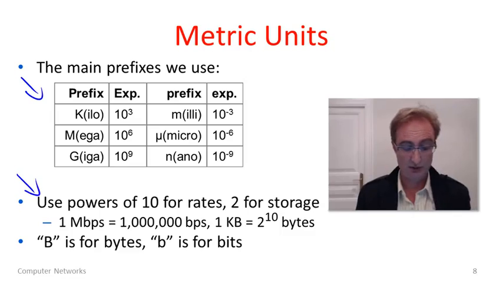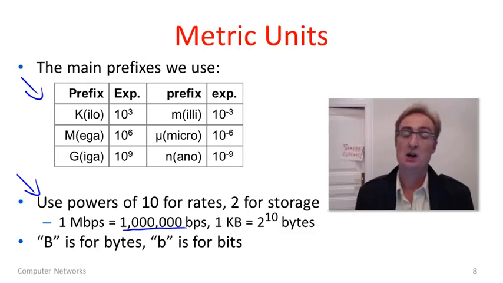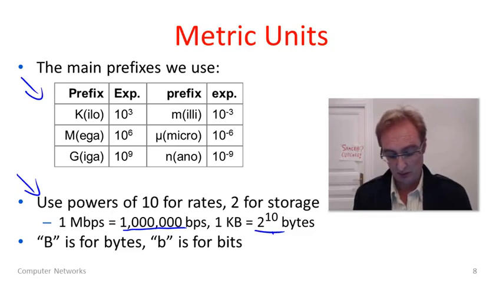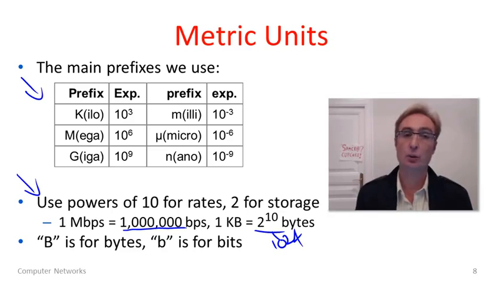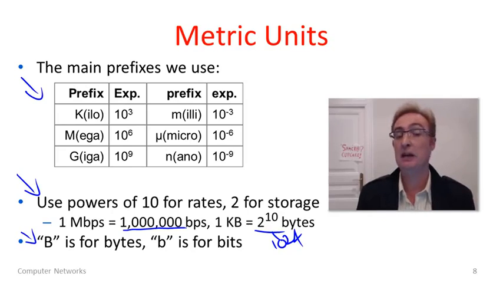In addition, we'll generally stick with powers of 10 to describe rates. So that means that 1 megabit per second will be a million bits per second. But we'll occasionally use powers of 2 when we're talking about quantities of storage. So for instance, 1 kilobyte is going to be 2 to the 10, or 1024 bytes. This is just following standard practice. Storage quantities are often expressed as powers of 2, whereas rates tend to be powers of 10. And you'll also see we tend to use a capital B for bytes and a lowercase b for bits.